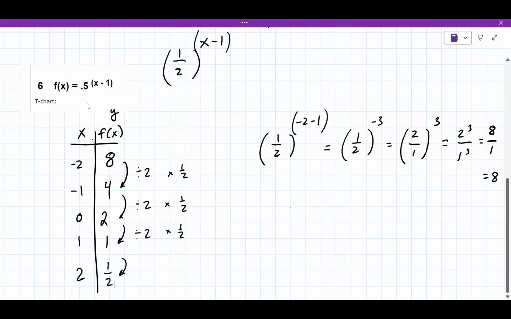right? So next thing to do here is to graph it. Could you open up Desmos graphing calculator and graph this? And I will do the same.